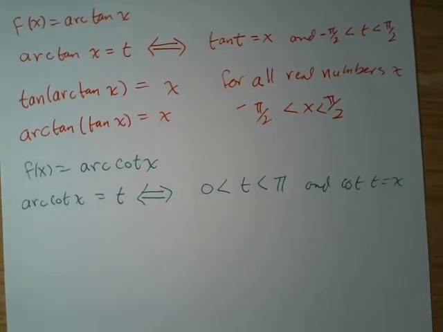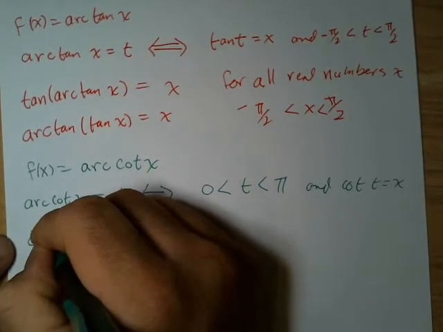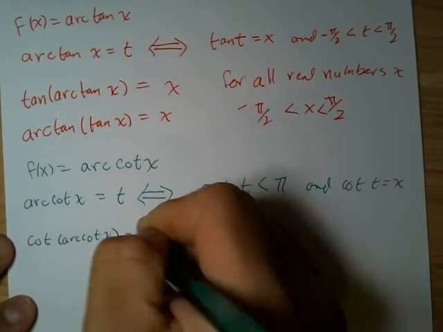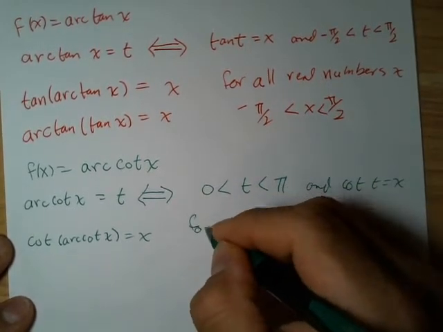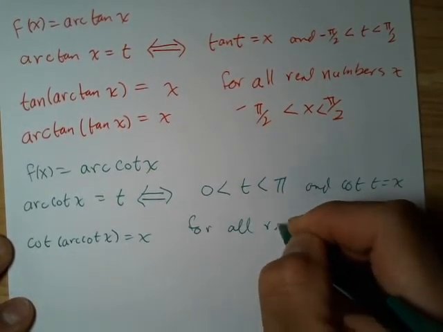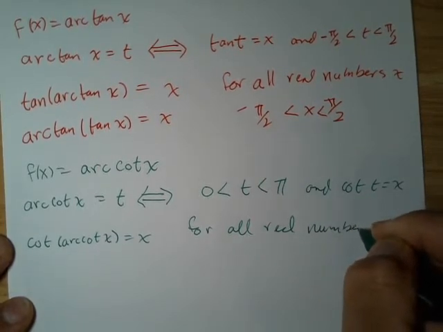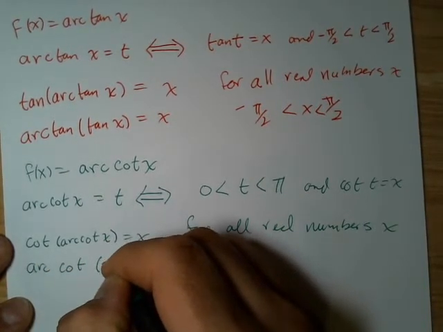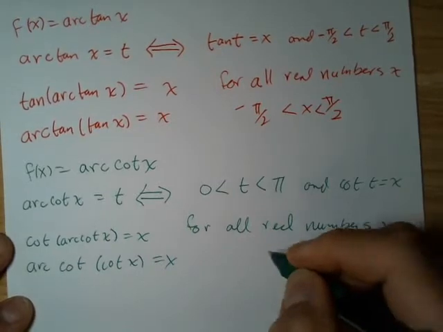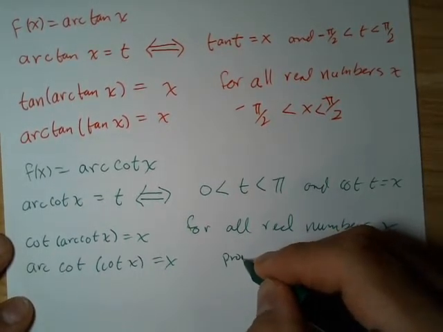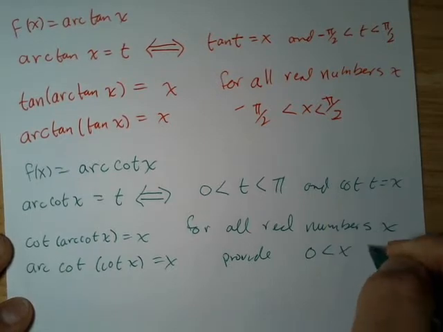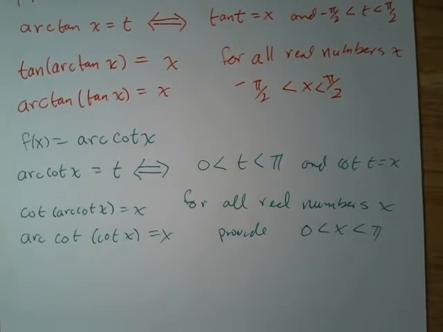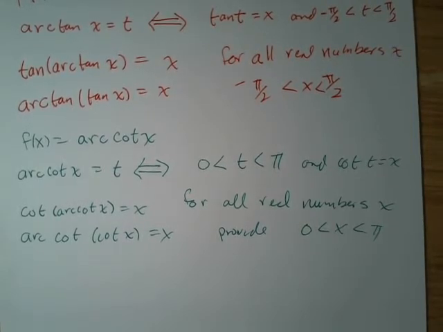All right, and for the compositions, the cotangent of arc cotangent of x is equal to x. This holds for all real numbers x. And then the arc cotangent of cotangent of x, again provided that x falls between 0 and pi. If it does not, then we'll find the corresponding angle, a reference angle, that does fall within those parameters.